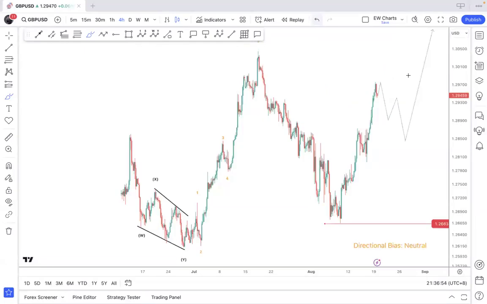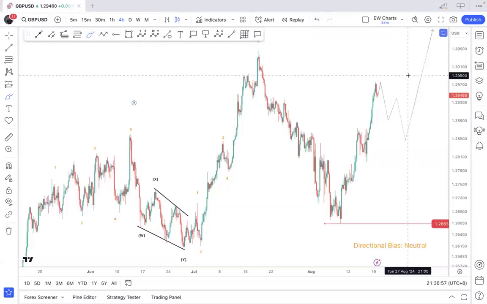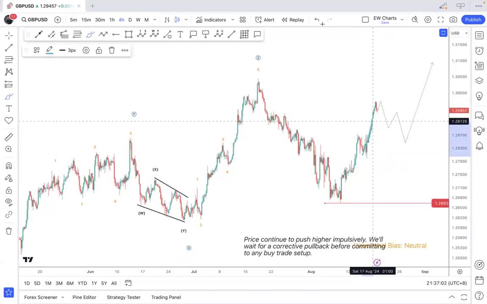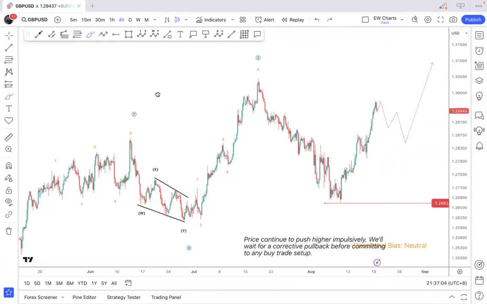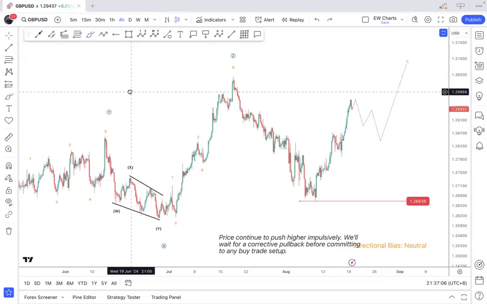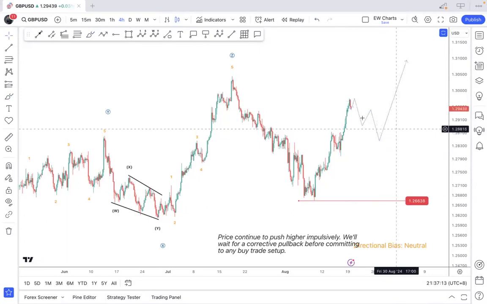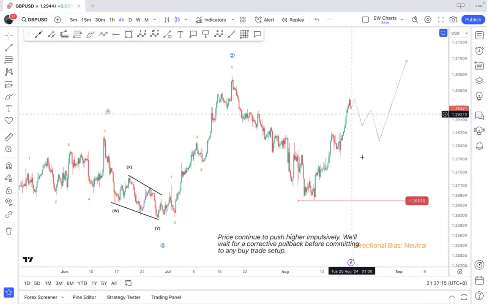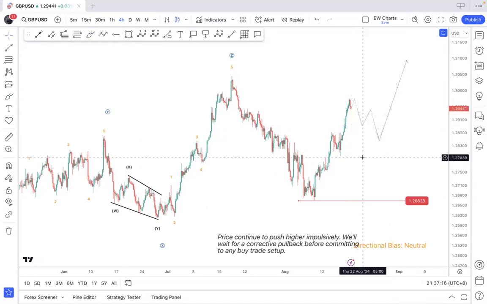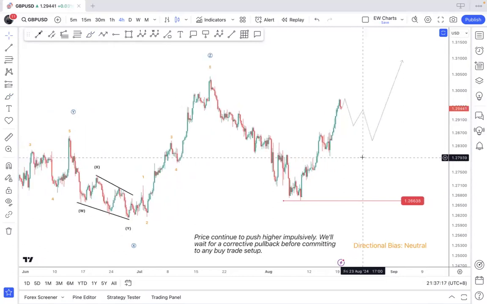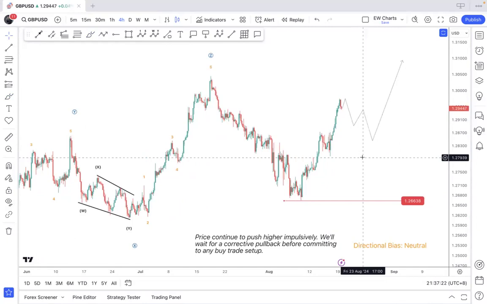GBP USD, I'm gonna be neutral here. There's nothing much that we can really analyze because the recent move is simply an impulsive move to the upside. So we'll wait and see what's next. If the market gives us a corrective pullback, then obviously we'll be looking for more upside. Any other setup, we'll just continue to be patient and neutral. I think this week is more of a waiting game, not much on dollar, not much on pound dollar.